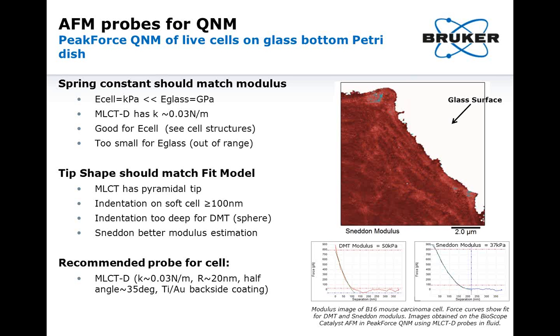In this case here, as we shall see again shortly, a dull pyramidal tip is used so as not to damage the live cells. Here, an MLCTD probe with a very low spring constant of 0.03 newtons per meter and an end radius of around 20 nanometers with a half angle of 35 degrees is used.